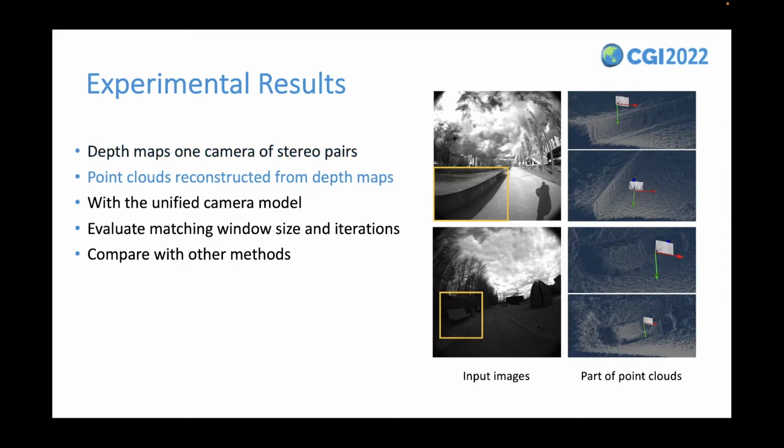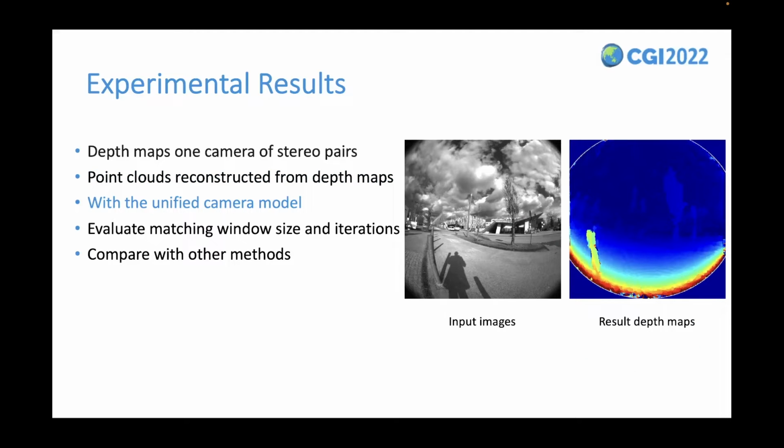Here we present the point clouds generated by the depth maps. As shown in the figure, the highlighted part has a clear structure. The top row is a rectangular stair, and the bottom is a bench.